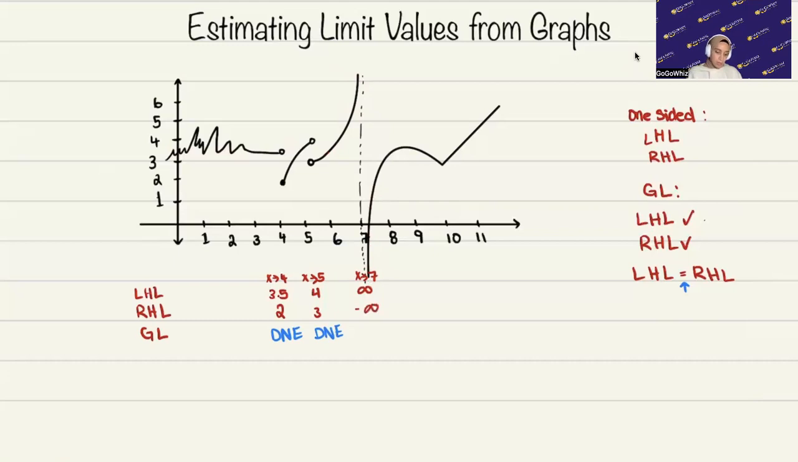So again, we see that the right-hand limit and the left-hand limit are not the same. So we say that the limit does not exist. Okay. All right, let's have a look at another one.